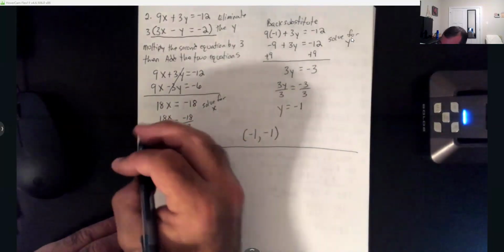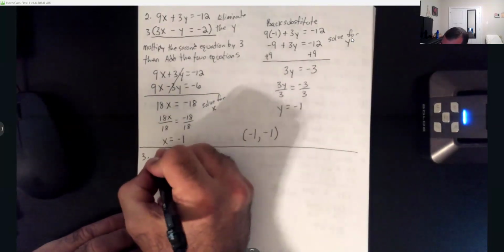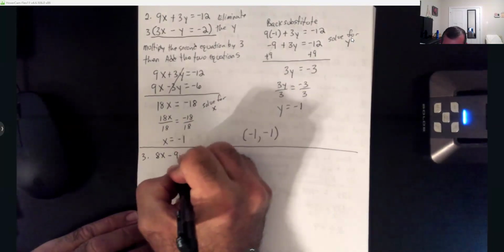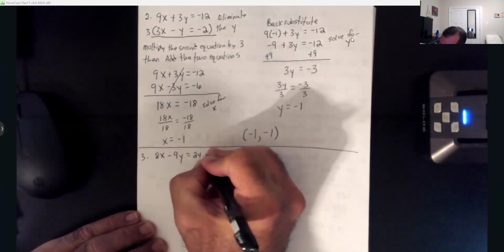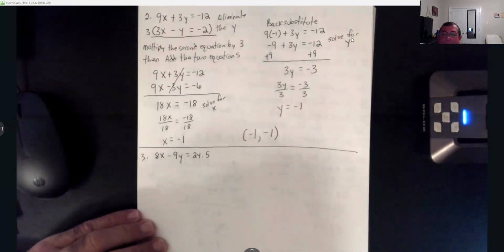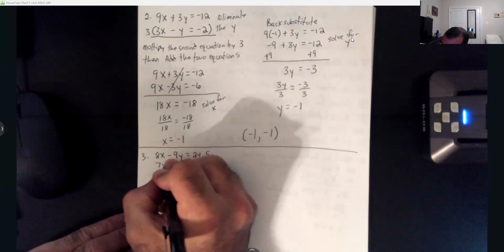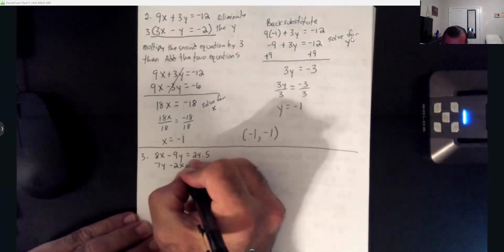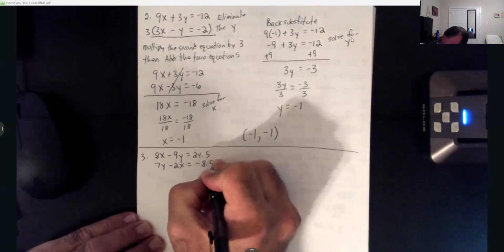All right, y'all, so let me play with this and see what we think about this one. 8x minus 9y equals 24.5. So look, they're breaking out the decimals on us. 7y minus 2x equals -8.5.